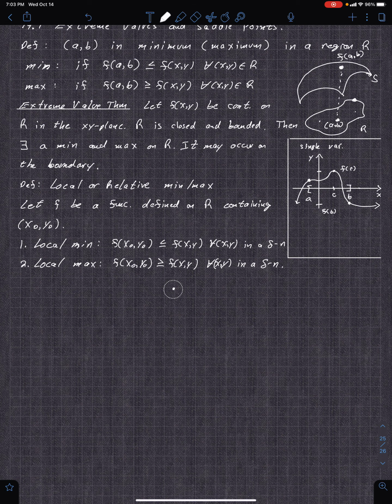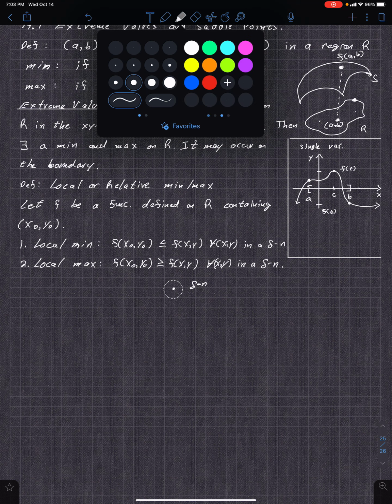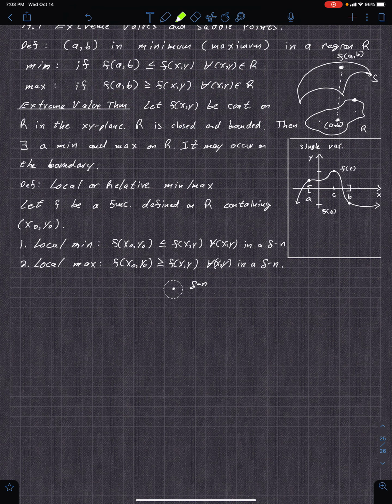Okay, so that's your delta neighborhood, just as we defined before. You may want to look up open and closed. Okay, so you may want to look up closed and bounded regions and delta neighborhood, just to remind yourself what those really say. For the most part, we're using the intuitive concept of what those are.